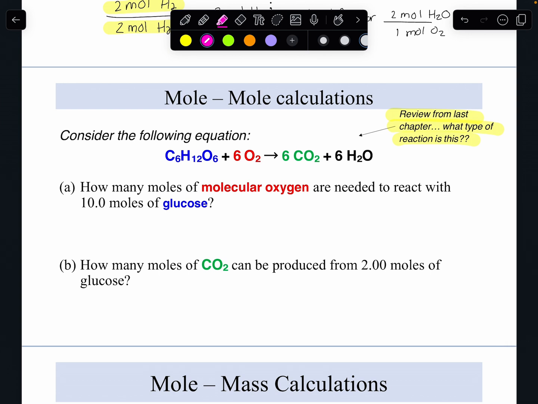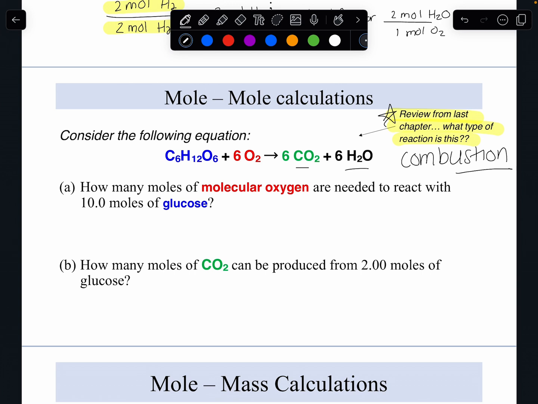Now the first thing we're going to do when we study stoichiometry is really focus on mole to mole conversions. Again, we're going to be relying on the coefficients in front of each reactant and in front of each product. Now, a quick little review from last chapter here. I have a question right here. What type of reaction is this? So what reaction is known to have CO2 and H2O as its products? Hopefully you said combustion. That was from the previous chapter.